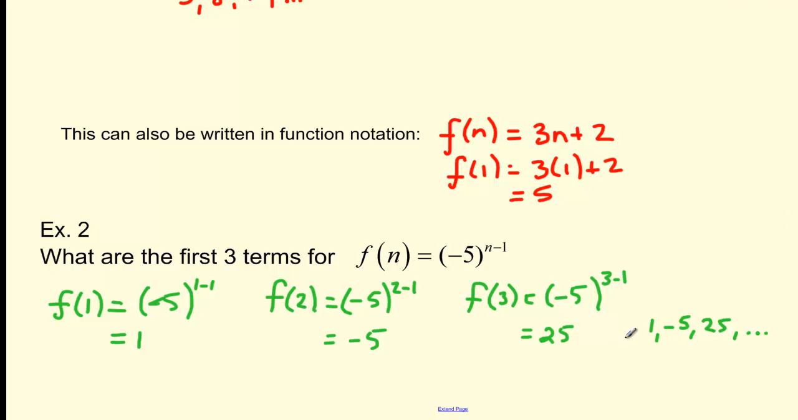And so our sequence is going to be 1, -5, positive 25, and then it'll continue on. No one said a sequence had to be all positive numbers or even all negative numbers. You could go back and forth just like this one does.